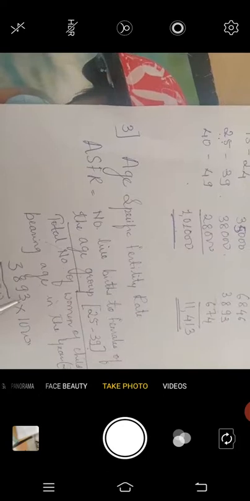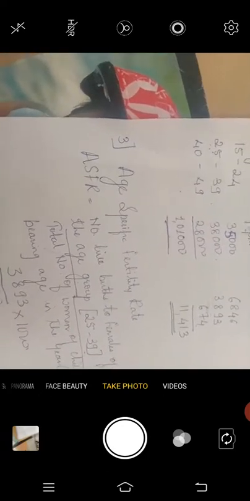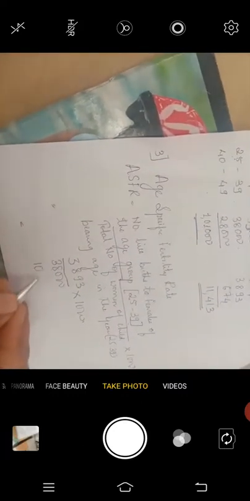3,893 divided by the total number of women of childbearing age in the year of that group only, 25 to 39. What is the female population? 38,000 into 1,000. Now you can see here, the number of live births of that age is 3893, and 38,000 is the woman population into 1000. So the age specific fertility rate is 102.45.